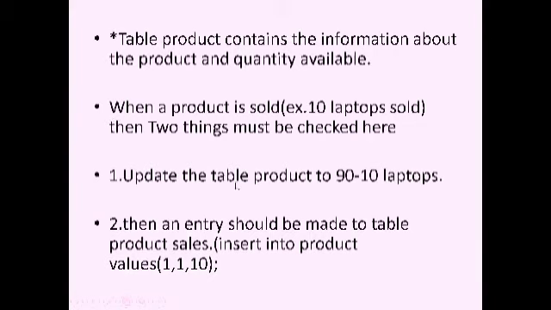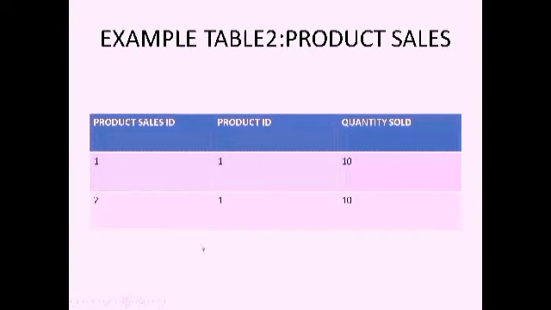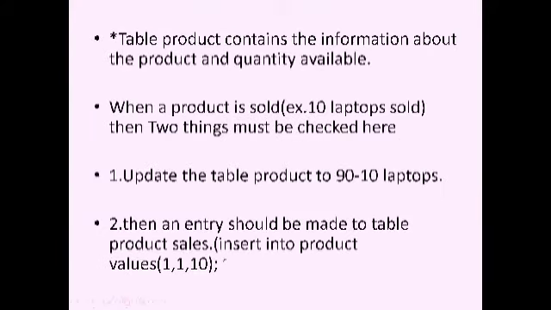What are they? First, update the table product to 90 minus 10 laptops. We should use the update command, so the table is updated to show that 10 laptops are sold and 80 are there. The second point: an entry should be made to the table product sales. Out of 90, 10 laptops are sold, so product sales should also be updated simultaneously. With the help of the insert command, that will be done.